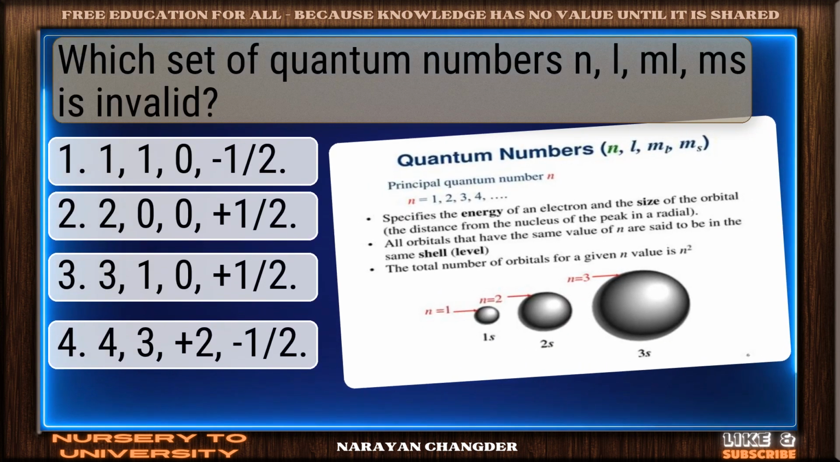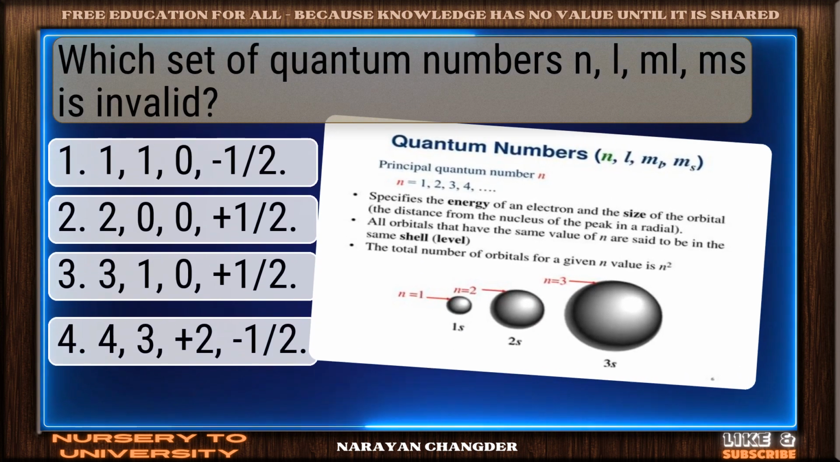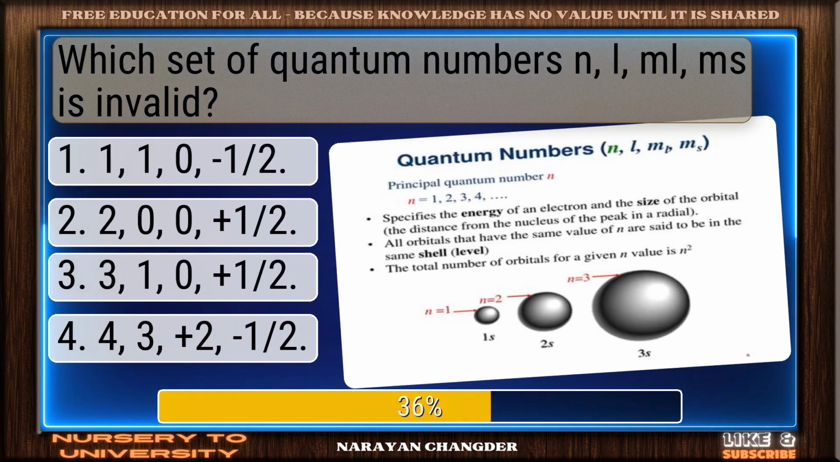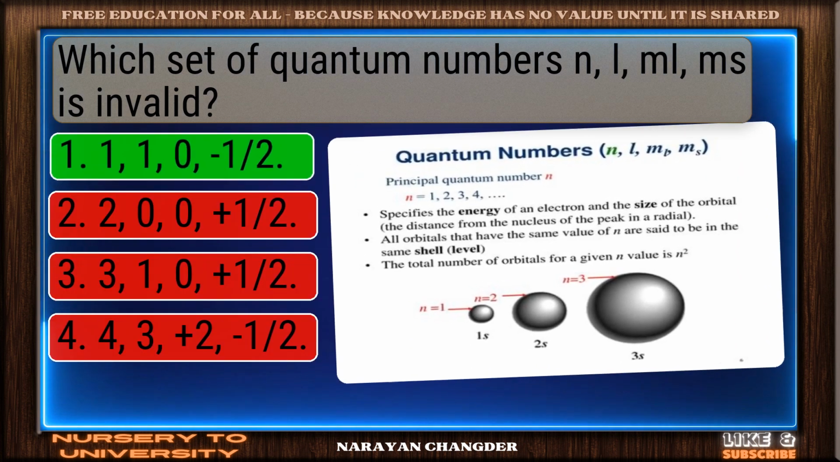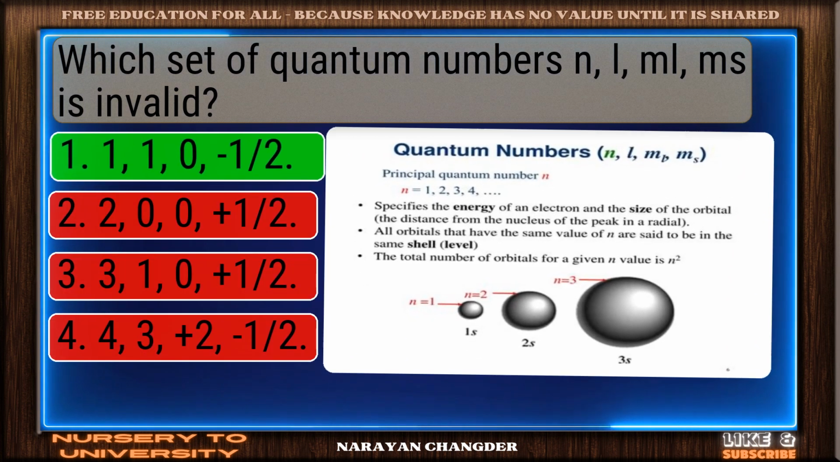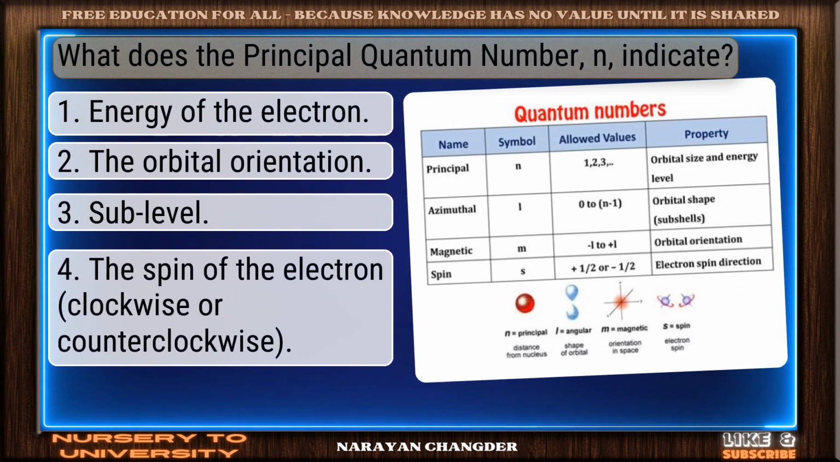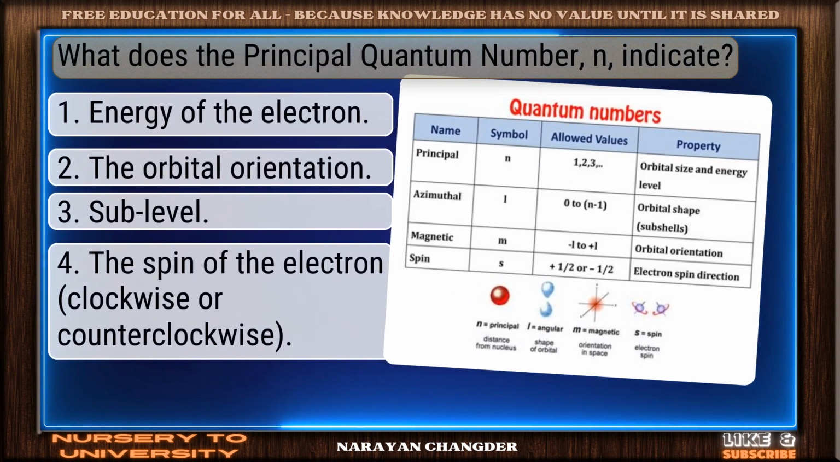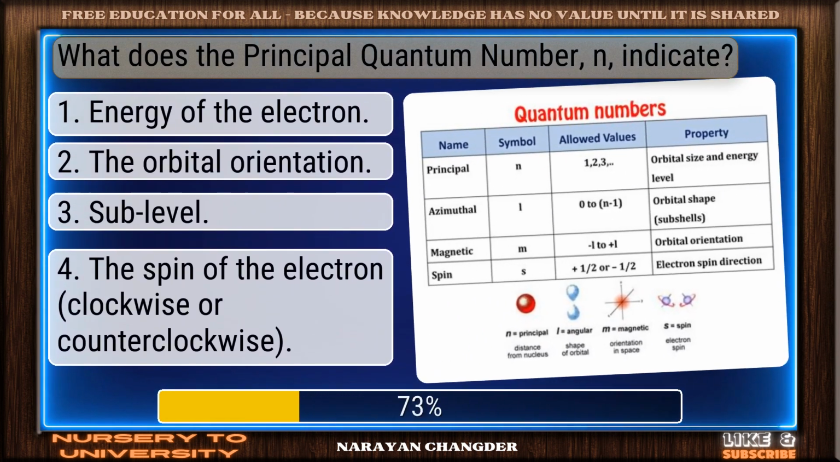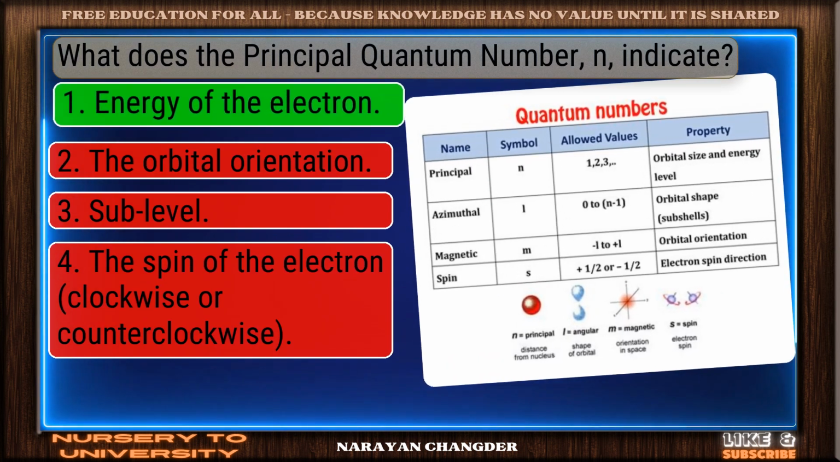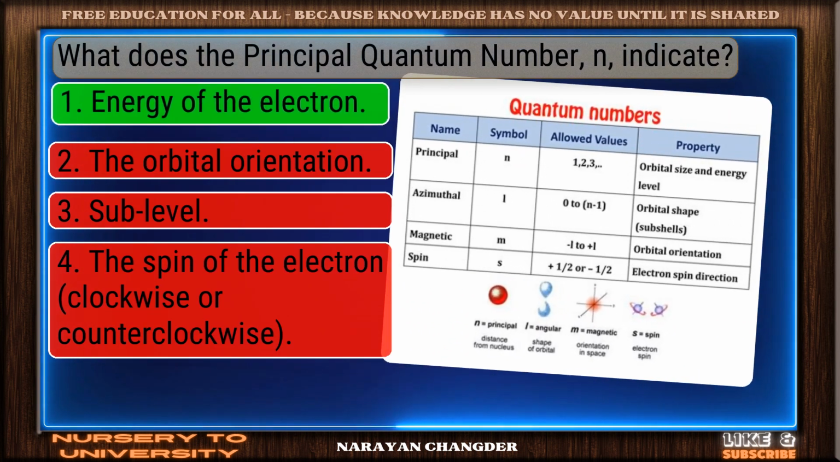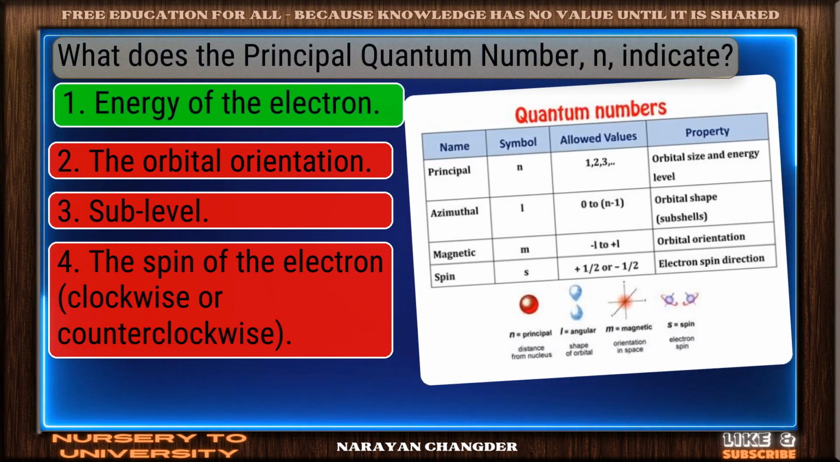Question number 7. Which set of quantum numbers n, l, m_l, m_s is invalid? 1, 1, 0, 1/2 is true. Question number 8. What does the principal quantum number, n, indicate? Excellent choice. Energy of the electron is the right answer.